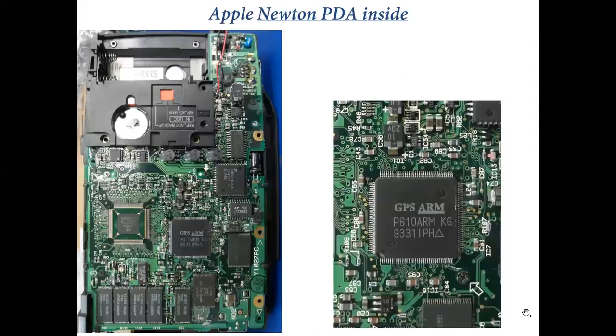And then if you see, this is the internal part of the Apple Newton PDA, where in this part we can easily see the ARM processor, which has many pins on the four sides. Inside this you will have different cores, right? Different cores will be available.